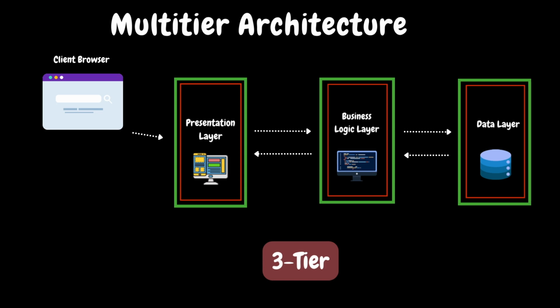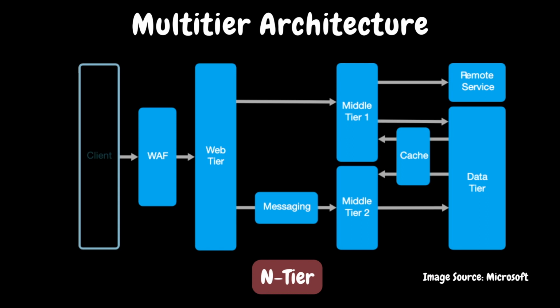By isolating the layers, they become independent from one another. For example, if we want to change the database from an Oracle server to SQL server, we can easily change it without impacting any other layers. The next pattern in the multi-tier architecture model is N-tier.